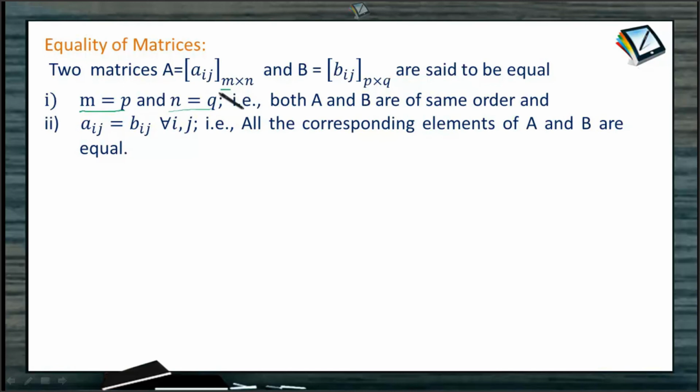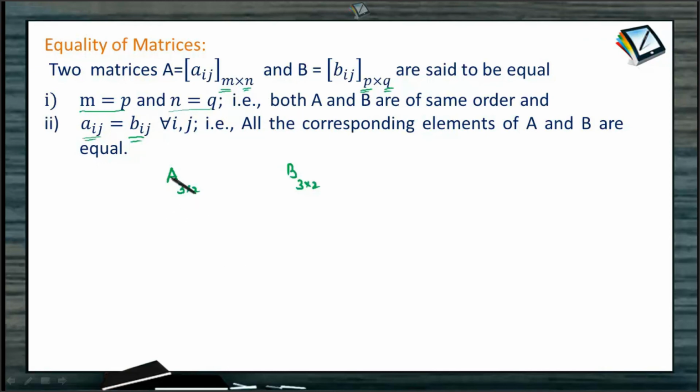That means the number of rows in both the matrices should be same and the number of columns in the two matrices should be same. Now is it enough that I have a matrix A of order 3 by 2 and another matrix B also of order 3 by 2? Then can I say they both are equal? No. What is the second condition? Aij must be equal to Bij. That means every element in A at the ith row and jth column must be equal to the corresponding element at the ith row and jth column in the second matrix also. Then we say the two matrices are equal.